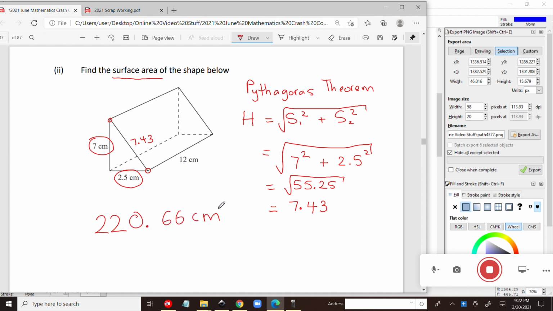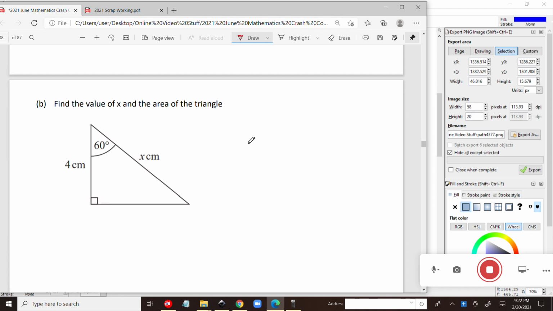220.66 centimeters squared. Now, I've seen questions like this come in paper 3 and in paper 2. So this is a good question to cover two papers, paper 2 and paper 3. All right. Okay, part B. Part B seems to be a trigonometry question. This is going to fall under sine, tan, or cosine. This is going to be super easy.